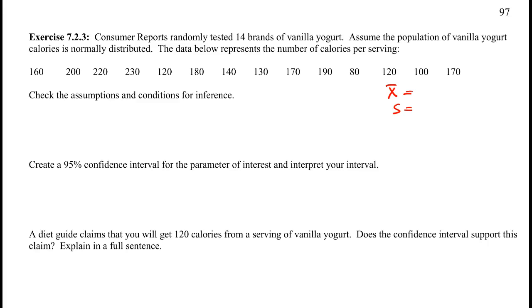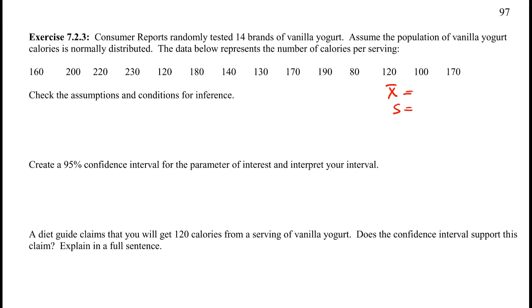In this exercise, we're going to create a confidence interval again. Now, I don't particularly love the wording of this question. I should change it for next semester because it just says create a confidence interval for the parameter of interest, which doesn't give us a whole lot to go on. What are we interested in? And nothing in this question actually tells us that.